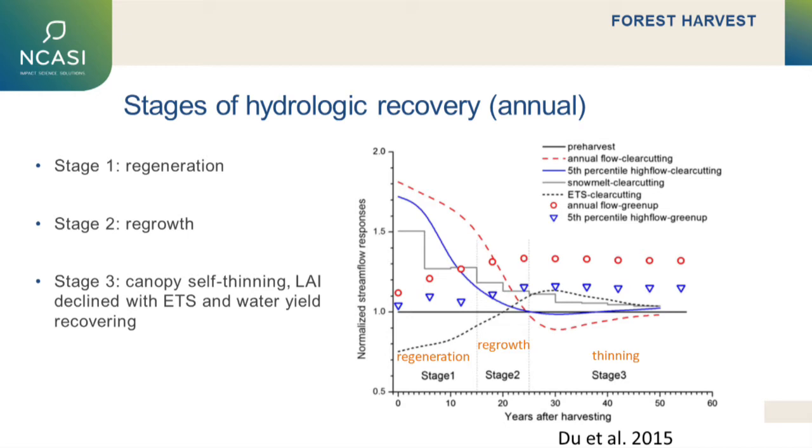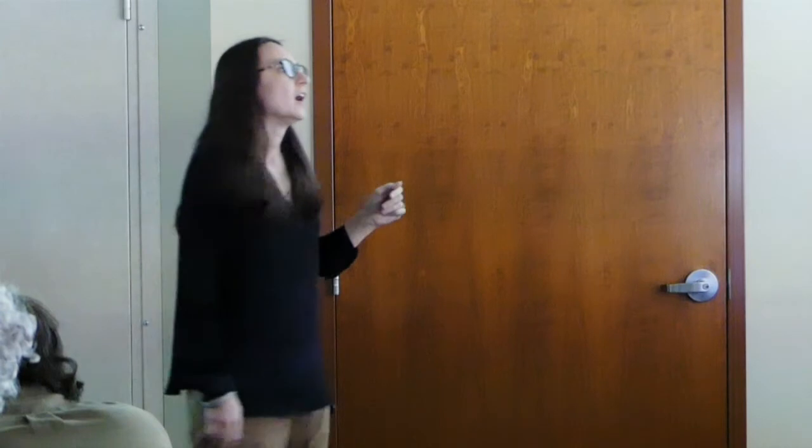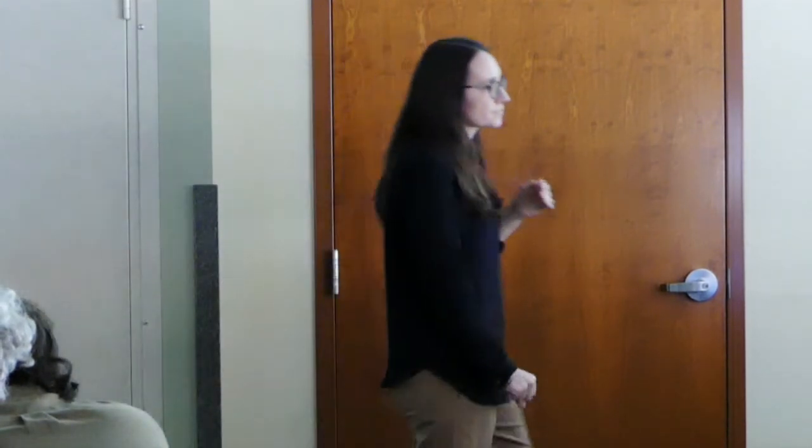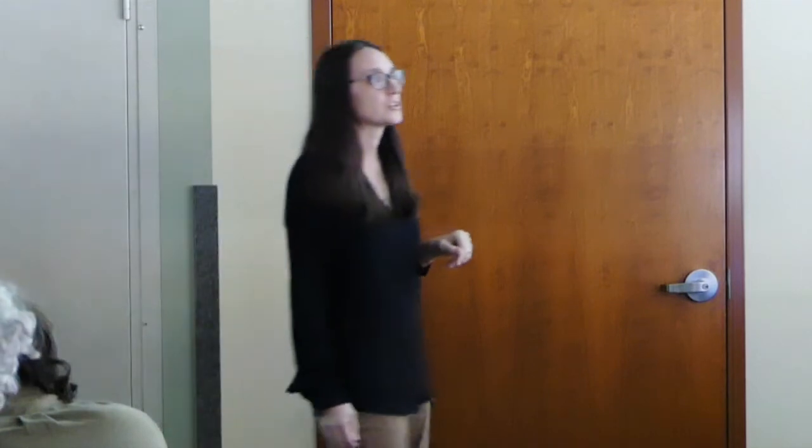If you look at the red circles, those indicate the green up and how that's changing over time. So you can evaluate what the hydrologic response looks like in relation to the green up period. So during stage two, as you have that regrowth, that's where you have that hydrologic recovery or return to baseline conditions in terms of that overall response. They then see the undershoot response. So this is where there starts to become a deficit in terms of annual flow. And then their model underwent a canopy self-thinning, which allowed that hydrologic response to return to baseline conditions.